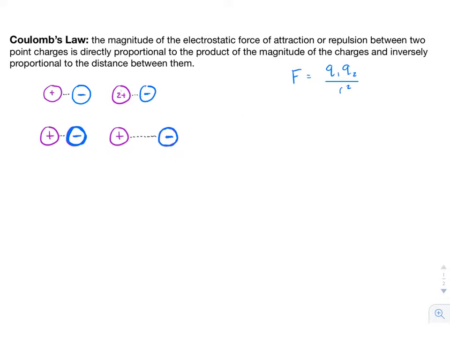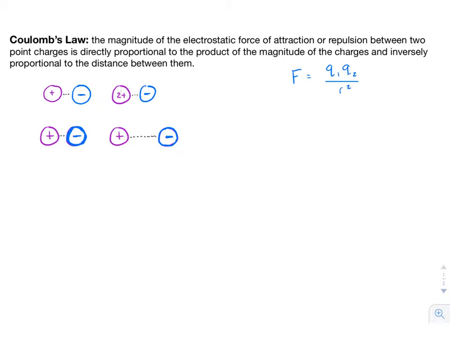Okay, so we're going to look at this equation here. This force of attraction is going to be directly proportional to the magnitude of the charges. Q1 and Q2 each represent one of the two charges, and the r squared here represents the distance between the charges. Okay, so let's look at how this equation is represented physically within some examples.